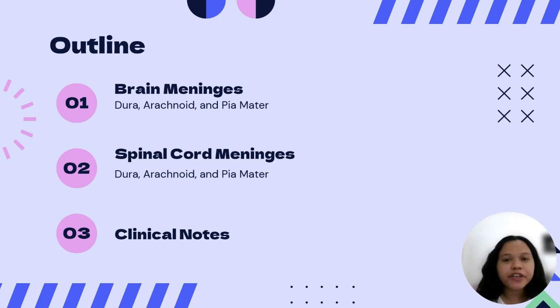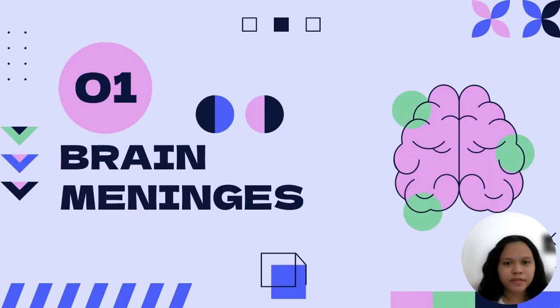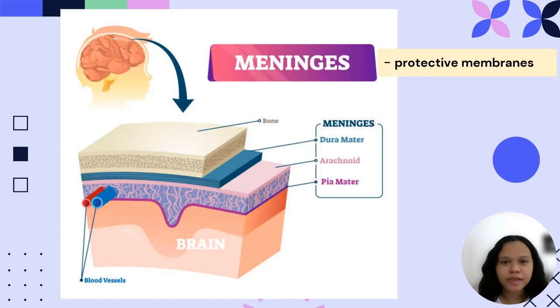For the order of our discussion, we'll start with the brain meninges, the dura, arachnoid, and the pia mater. Then we'll proceed with the spinal cord meninges, and we'll end with the clinical notes. So first would be all about the brain meninges.